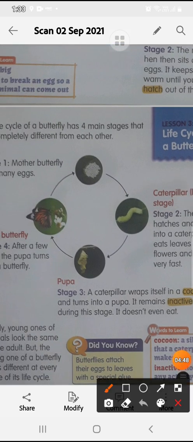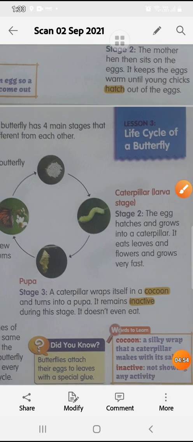This is the third stage now, pupa. In this stage, the caterpillar wraps itself into a cocoon. Cocoon means a silky wrap that a caterpillar makes with its saliva. Okay, so in the third stage, a caterpillar wraps itself in a cocoon and turns into a pupa. It remains inactive. Inactive means not showing any activity. So the caterpillar remains inactive during this stage and it doesn't even eat. Okay, so this is the third stage.